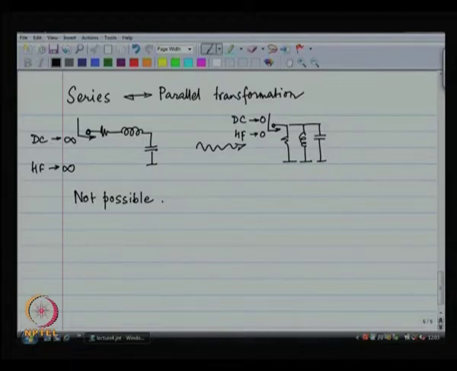At the resonant frequency, the input impedance is R in this case and R in the other case. Okay. So, the only semblance of similarity is at the resonant frequency.